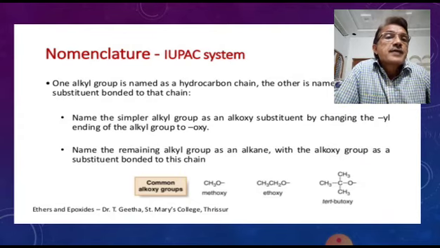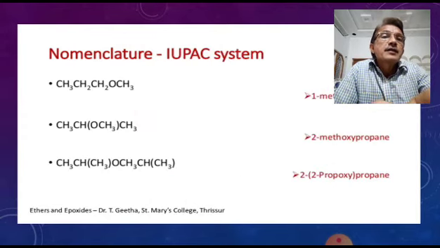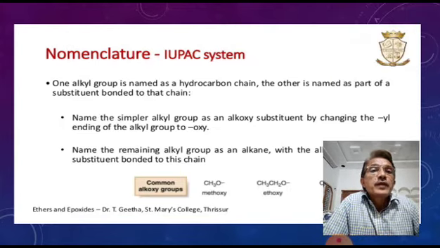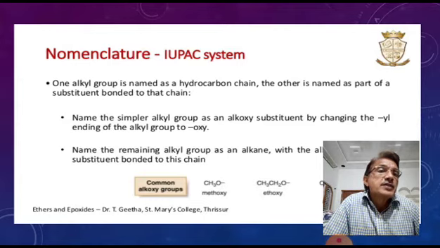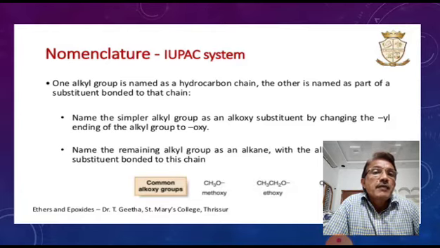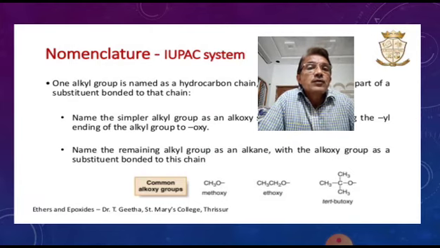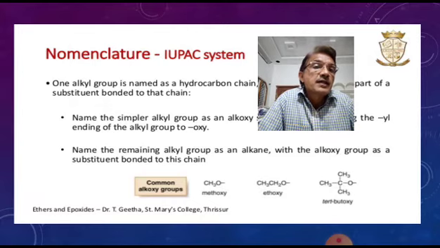One is named as a hydrocarbon chain, the other is named as part of a substituent bonded to that chain. Name the simpler alkyl group as an alkoxy substituent by changing the "-yl" ending of the alkyl group to "-oxy". Name the remaining alkyl group as an alkane with the alkoxy group as a substituent bonded to this chain. Common alkoxy groups: methoxy, ethoxy, tertiary butoxy.